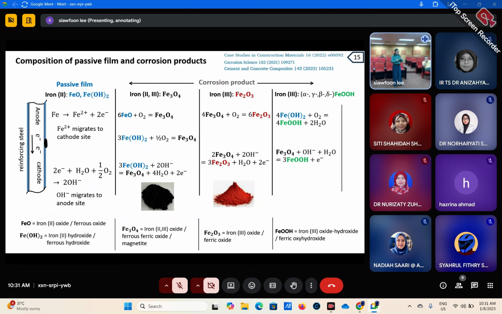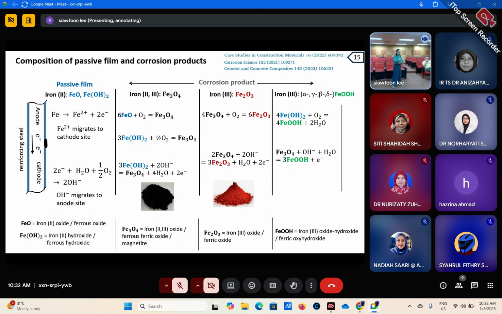they will continue to develop another one, which is called iron(III) oxide or ferric oxide. And this color is actually red, a dark red color. And then it continues again to form another one, which is iron oxide hydroxide or ferric oxyhydroxide.